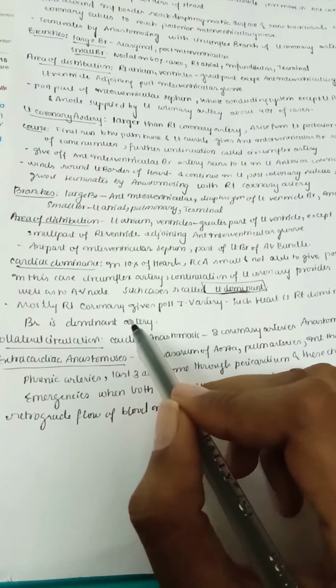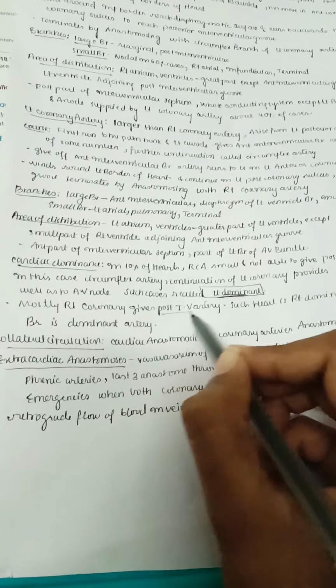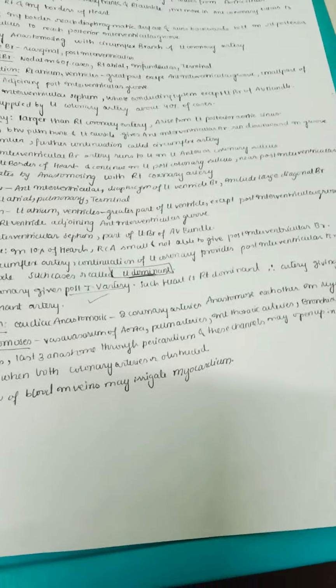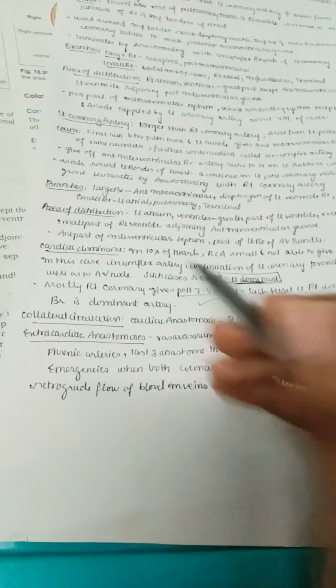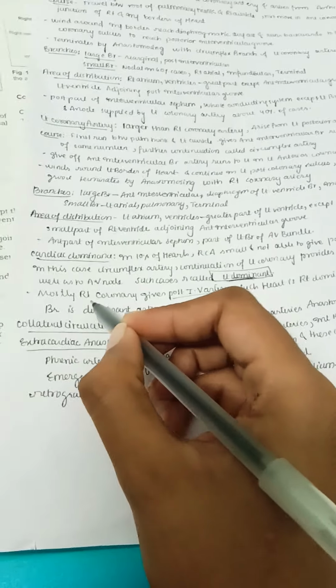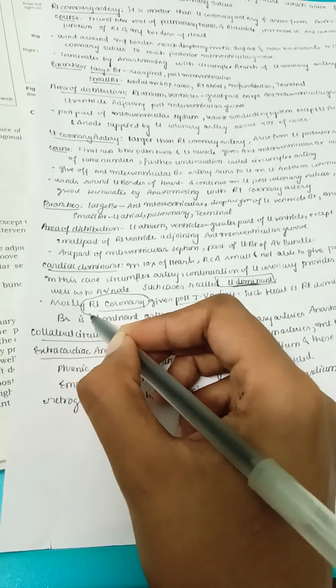Mostly the right coronary artery gives the posterior interventricular artery, we know this one. Such a heart is called right dominant. So if the right coronary artery is more active, then it is right dominant. Therefore the artery giving the posterior interventricular branch is the dominant artery. So the right coronary artery is usually the dominant artery.